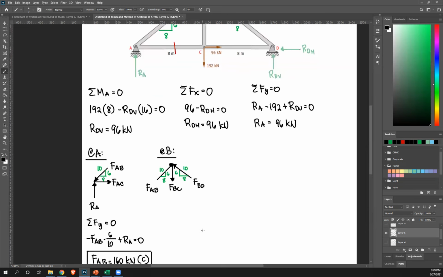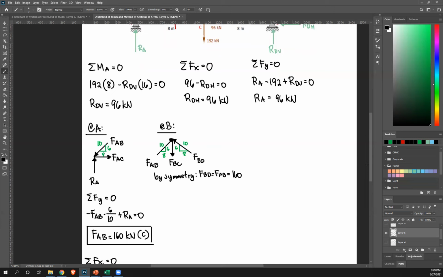Now, you can already solve this. You can either use symmetry, right? Since this figure is symmetrical, left equals right side. So by symmetry, FBD is equal to FAB, which is equal to 160. Or you can just solve it again by using summation of forces x. So if you're not confident with your assumption, you can still solve for it.